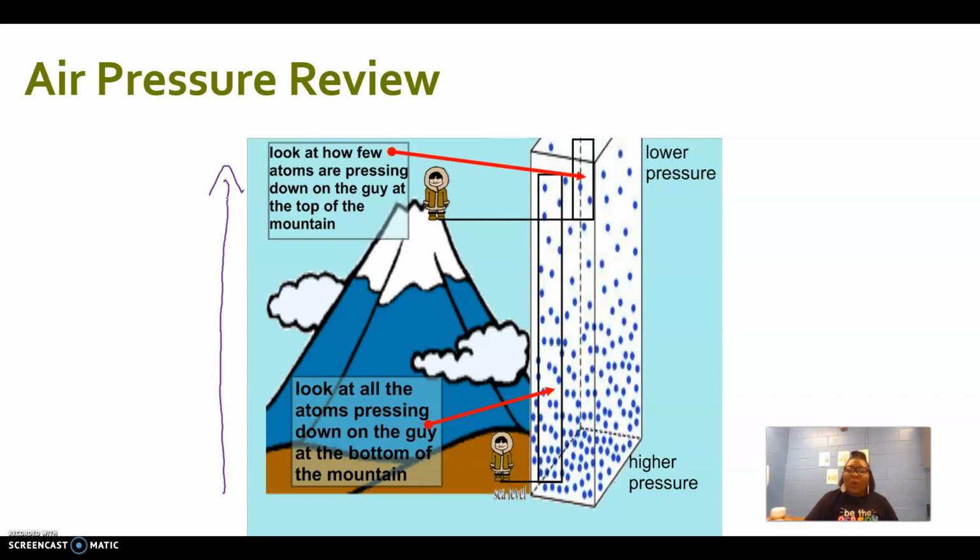Why? Well, let's look here at our model. High air pressure means more of those air particles are compacted together. They're very close together and constantly hitting each other. But the higher we go in the sky, the more those air particles spread apart and spread out, and that makes that air less heavy. So the higher we go with our altitude, the lower our air pressure is.